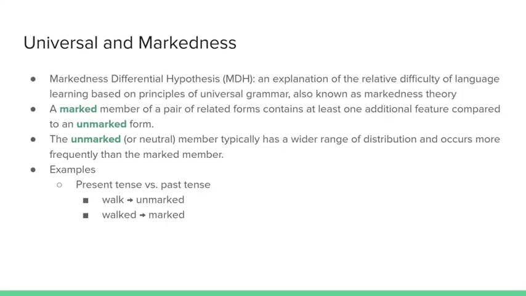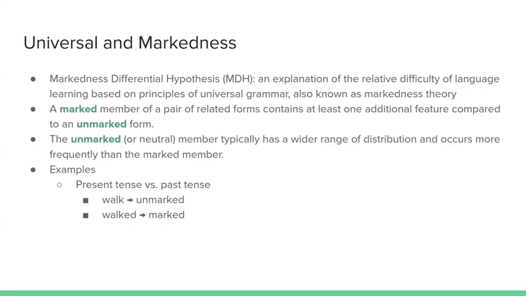So the markedness differential hypothesis starts with an explanation of the relative difficulty of language learning based on principles of universal grammar, also known as the markedness theory. Regarding the difference between the two, the marked member of a pair of a relative term usually refers to the additional, something that is a little bit more difficult, rather than the unmarked form, which is more simple, more basic, or more frequently used.